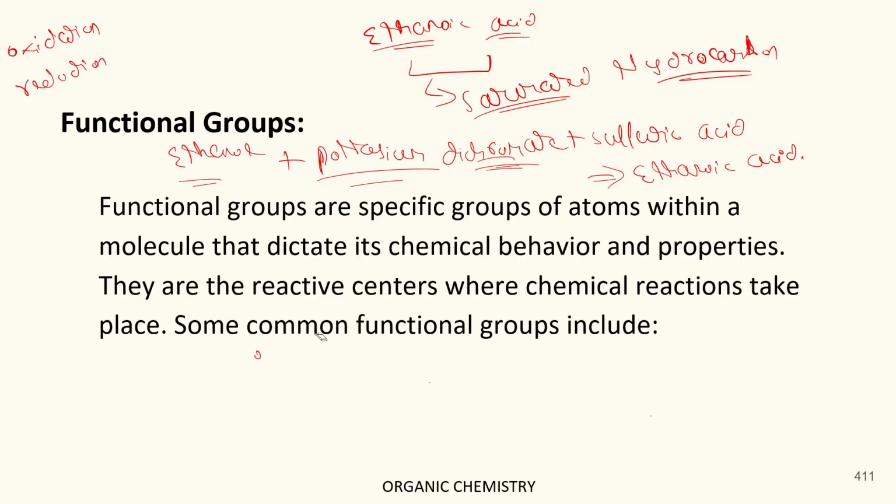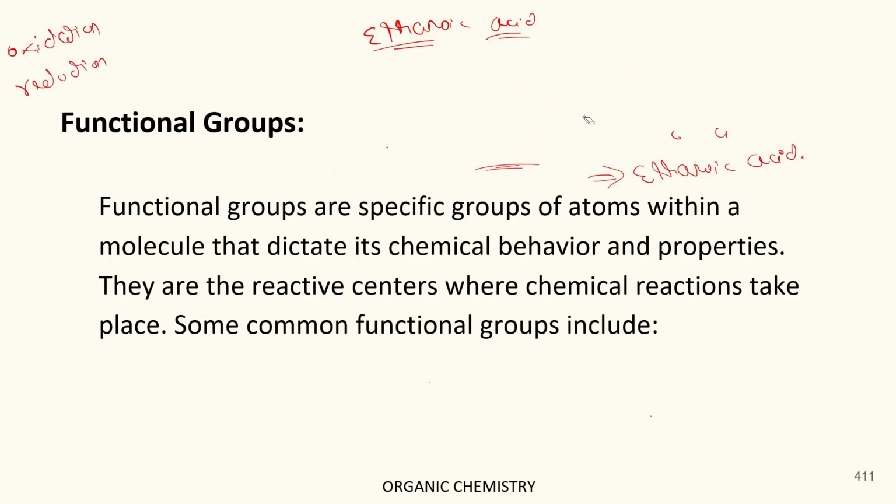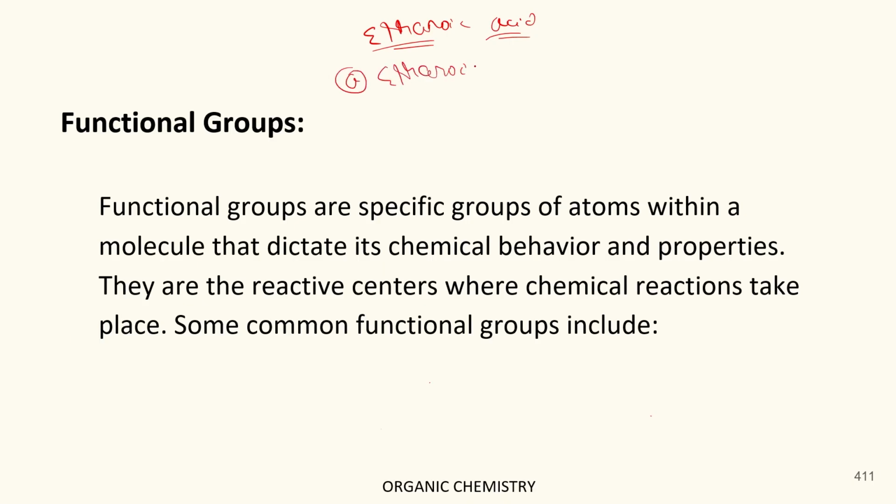Now we have to learn about certain properties of ethanoic acid. So let's start. Number one, ethanoic acid is also known as acetic acid, and it is also known as vinegar. Got it? So ethanoic acid is also known as acetic acid, and acetic acid is also known as vinegar.